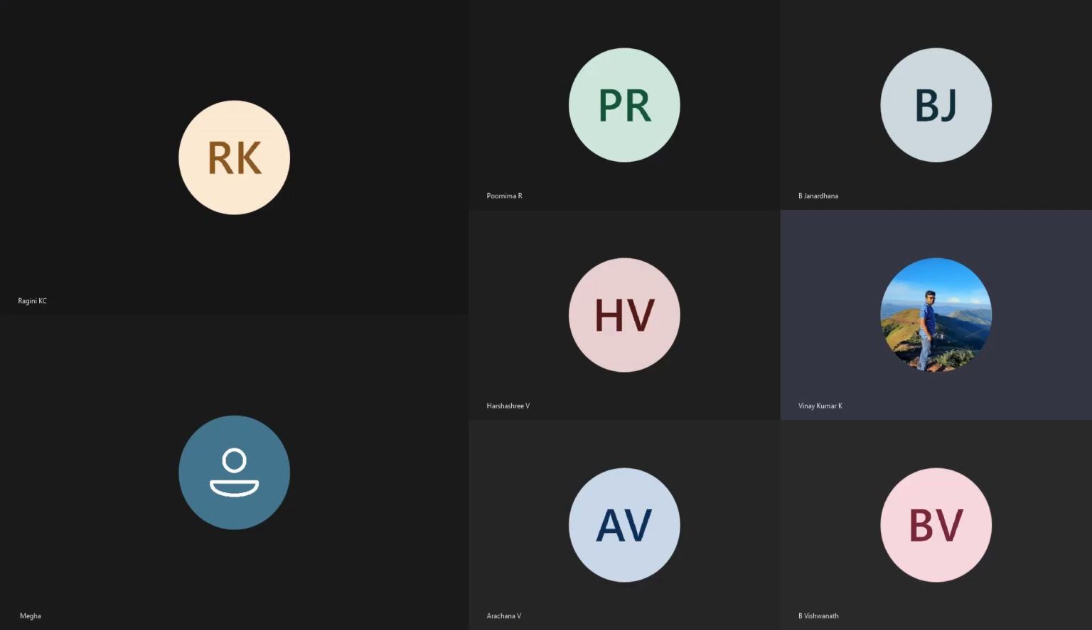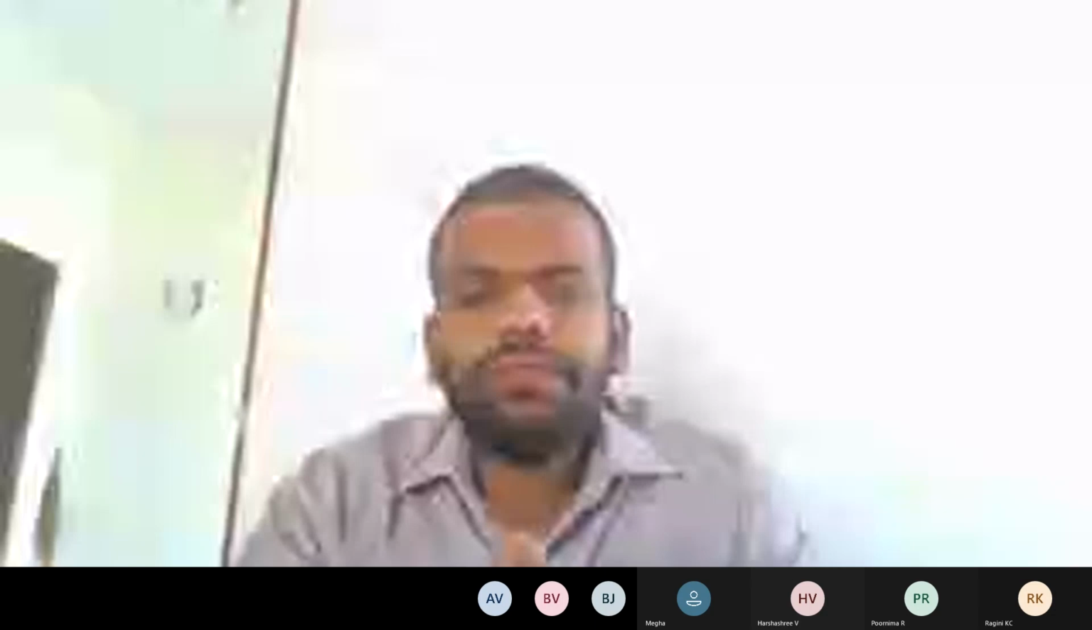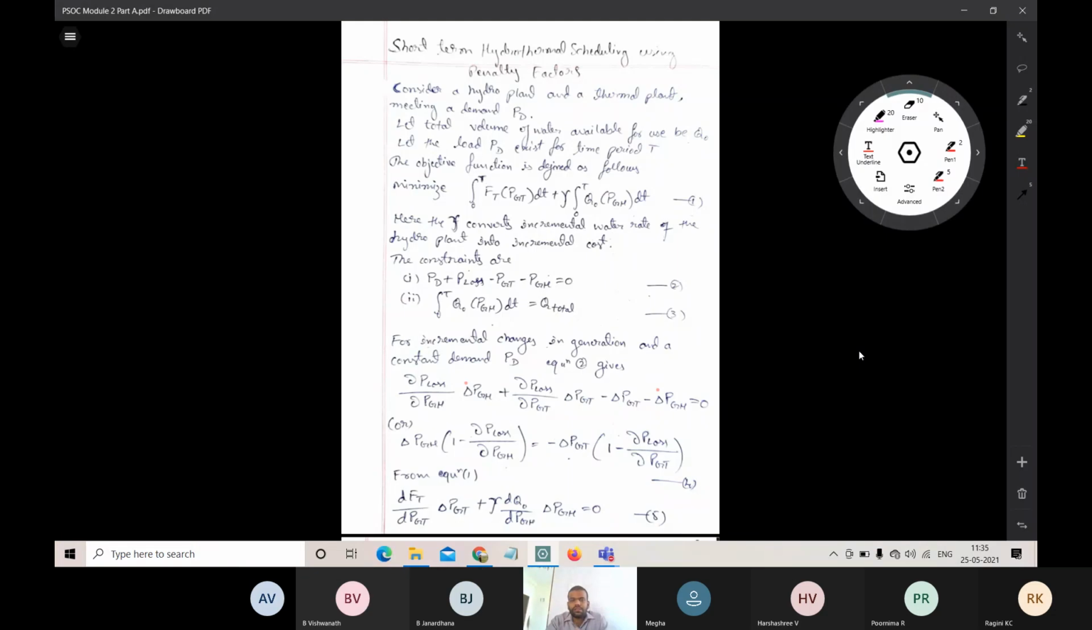So in the previous session, we were discussing the different iteration methods for solving the hydrothermal problems. The first thing that we studied was the discrete time interval method, the next was the gamma lambda method, and now we are going to study short term hydrothermal scheduling using penalty factors.